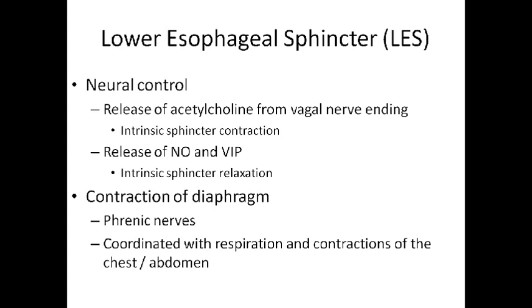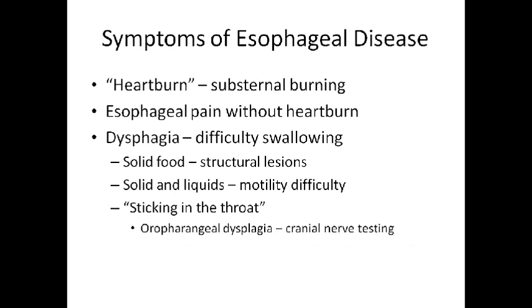Also, the contraction of the diaphragm is very important. In addition to the contraction of the lower esophageal sphincter, it's responsible for keeping the contents of the stomach in the stomach. It's controlled by the phrenic nerves, coordinated with respiration, contraction of the chest and abdomen. It acts as a secondary closure of the lower esophageal sphincter, the LES.